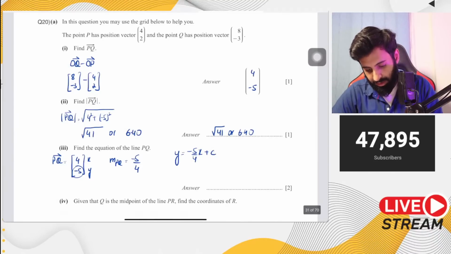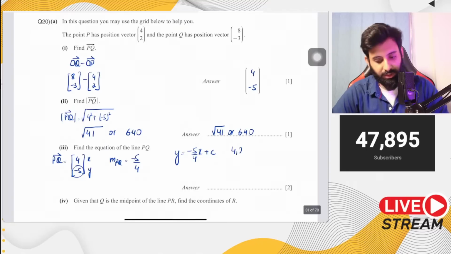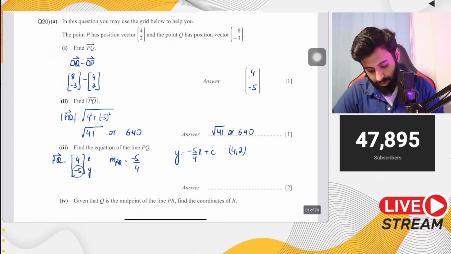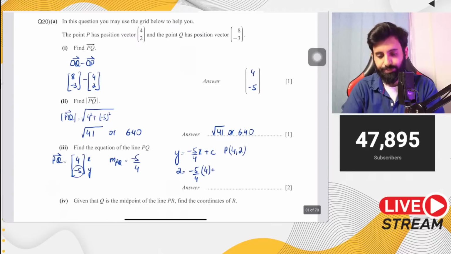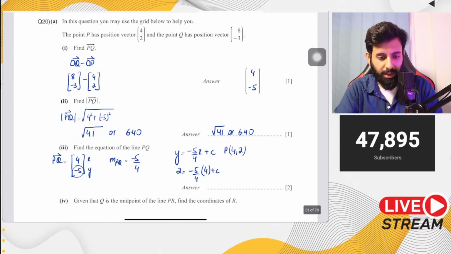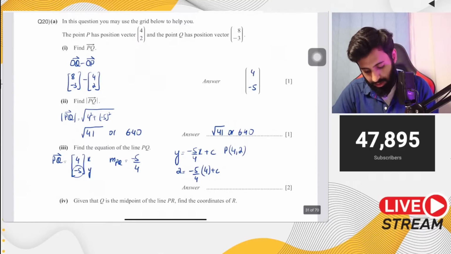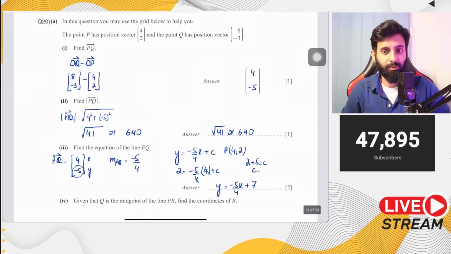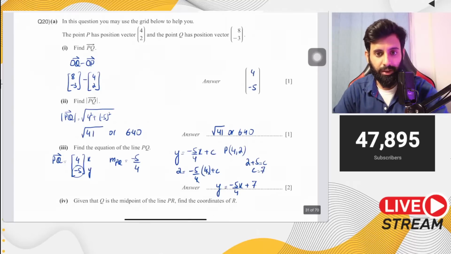Now in order to find out c, we need a point through which the line is passing. So I'm going to go with the coordinates of P, 4 comma 2. So we plug in 2 in place of y, and we plug in 4 in place of x, plus c. So let's see what we get. Minus 5 divided by 4 into 4. So this gets cancelled out. 2 plus 5 equals c. So now we have the complete equation. y equals minus 5 upon 4 x plus 7. Okay, so there you go.